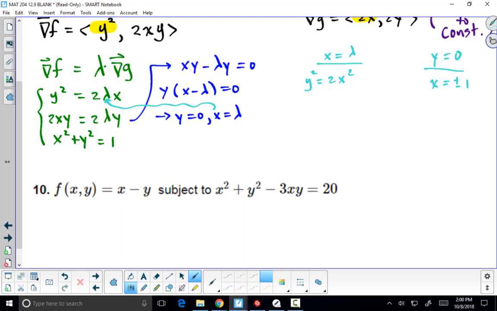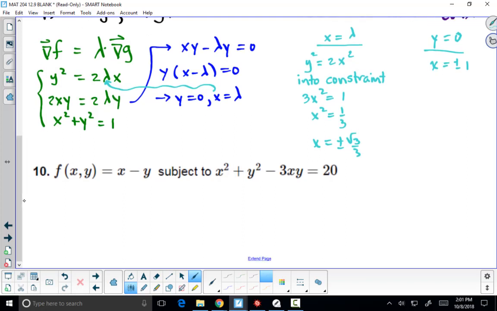So if we plug in y squared equals 2x squared into the constraint, that's going to give us 3x squared equals 1. So x squared will be 1/3, and x will be plus or minus root 3 over 3 if we rationalize. So that creates two possible x values. We then have to find the corresponding y values.